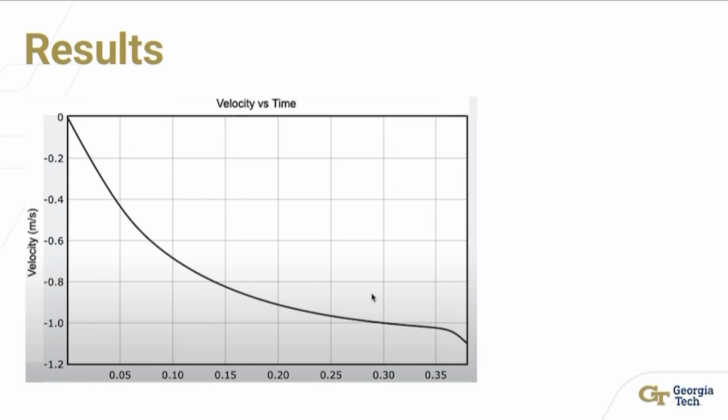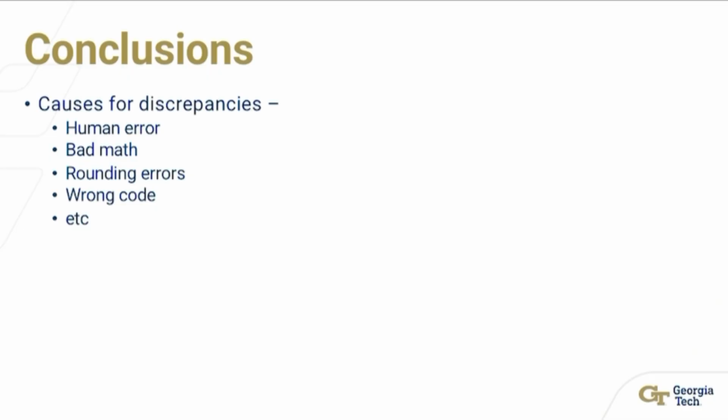Here we can see the overall velocity versus time graph that the GlowScript model has produced based off of the data that we have put into our GlowScript code. Here we can see a kind of decrease in time as we go along. Causes for discrepancy in this lab include human error, bad math, rounding errors, wrong code, etc.